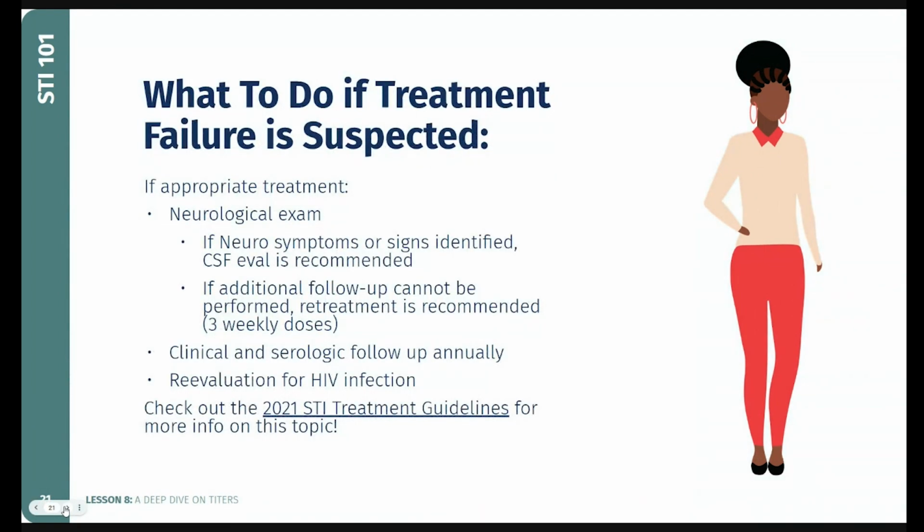If you do suspect treatment failure, like in the previous scenario, the recommendation would be to perform a neurological exam to check for CNS involvement. If the follow-up cannot be performed, then retreatment is recommended since it has been more than 12 months since the infection. The patient would need 3 weekly doses of bicillin, assuming no evidence of CNS involvement. It is also recommended that persons with signs of treatment failure receive clinical and serological follow-up annually and reevaluation for HIV. Please check out the 2021 STI treatment guidelines for more information on treatment recommendations.